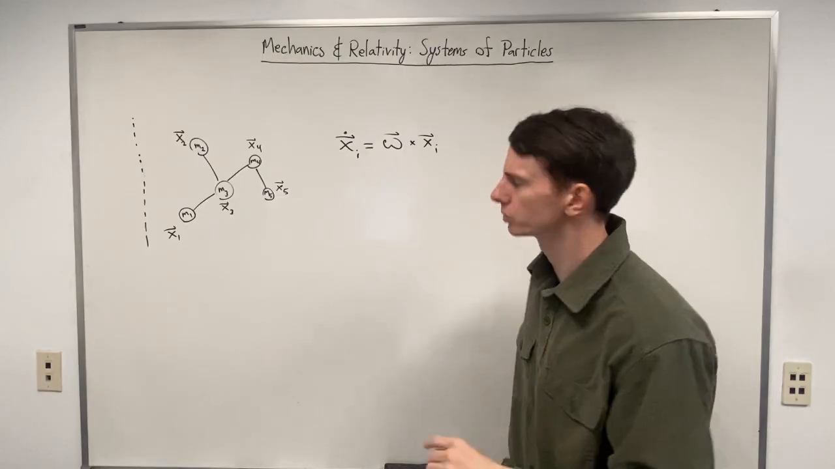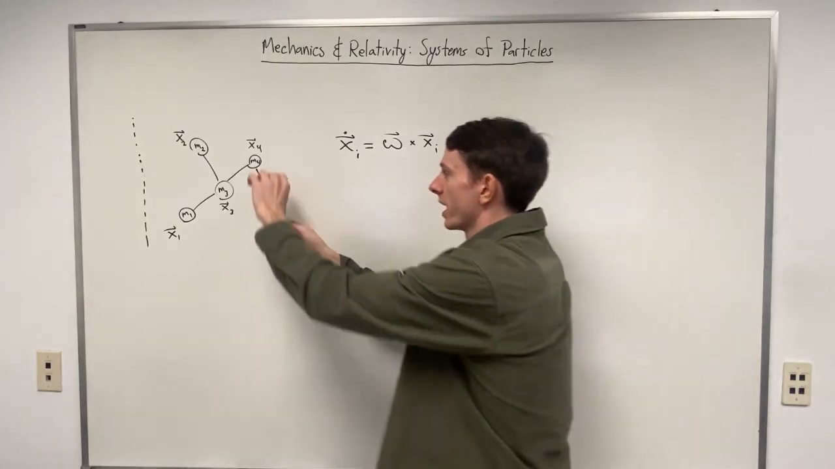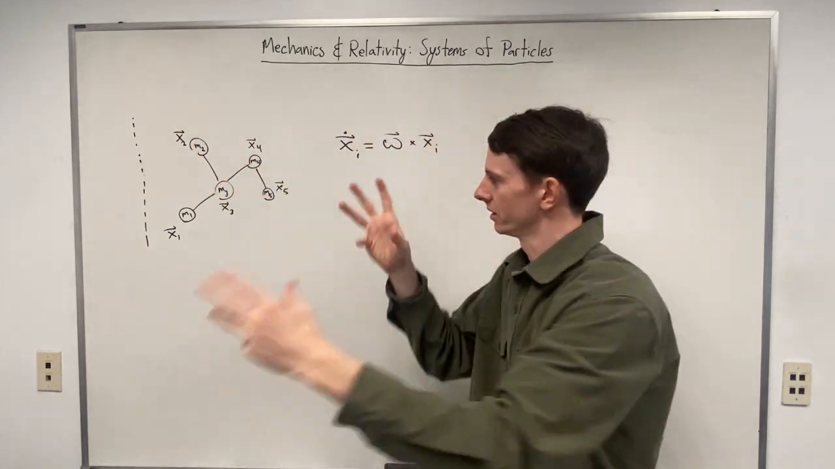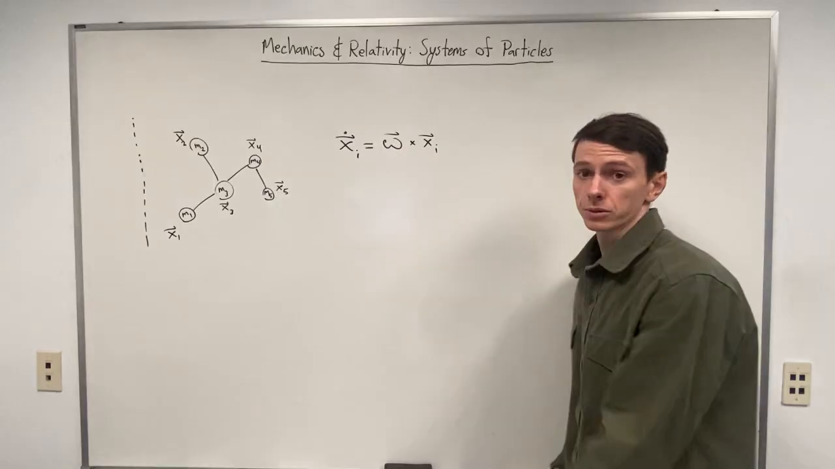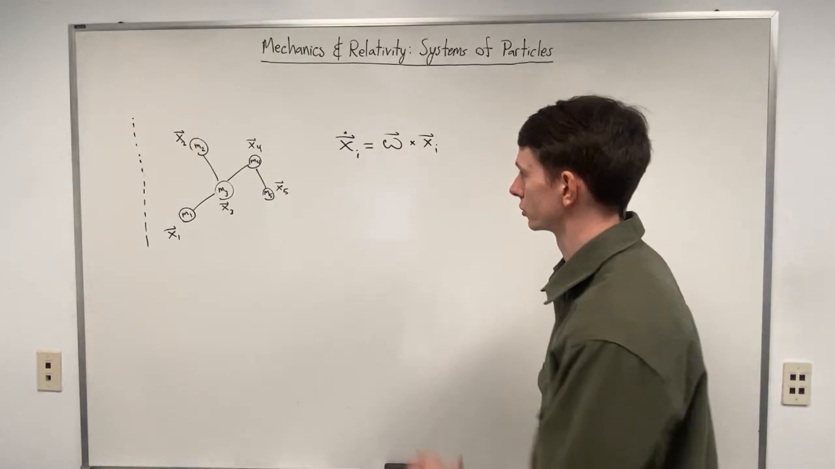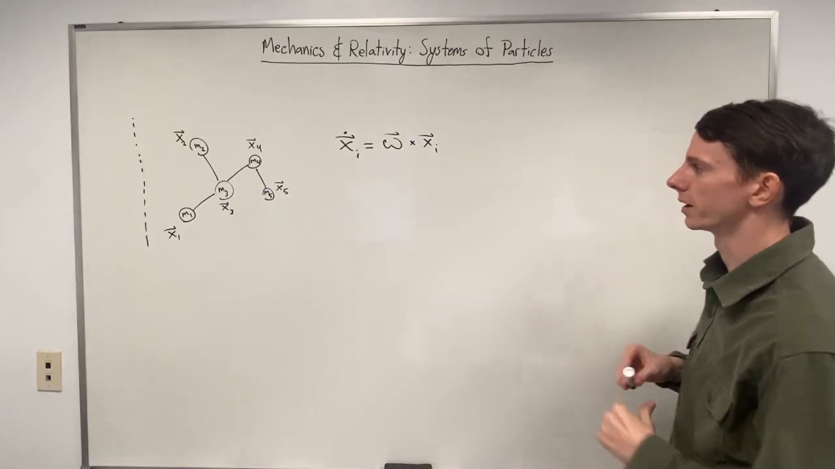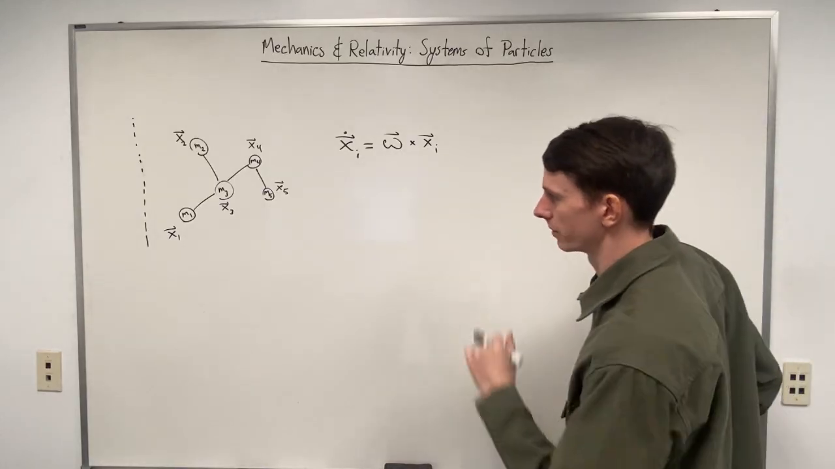Just to make sure we're absolutely clear on this, if your body is not a rigid body, so the distance between these particles is allowed to oscillate and the whole system is maybe jiggling, then each of these particles is going to have its own angular velocity. So this property that we don't need a subscript here is specific to rigid bodies. Okay, that's the first thing I want to make sure we're clear on.